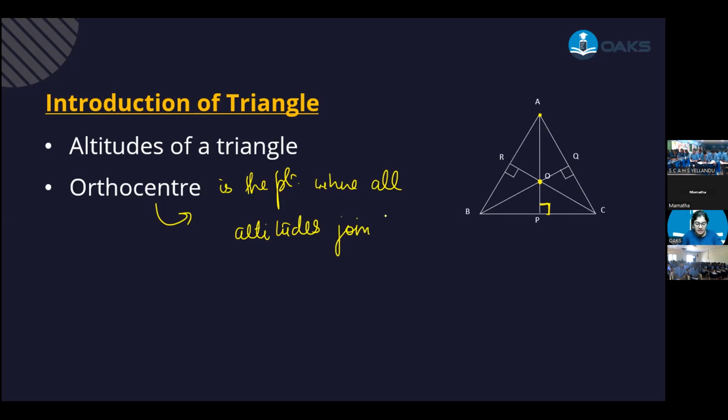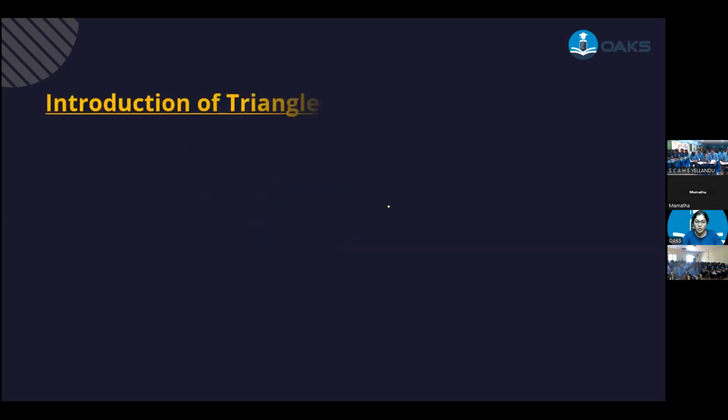Now moving on to the next one. What we are having here is medians of a triangle. Medians are the line from a vertex to the opposite side, which bisects that side.